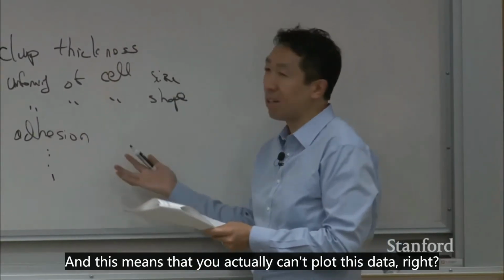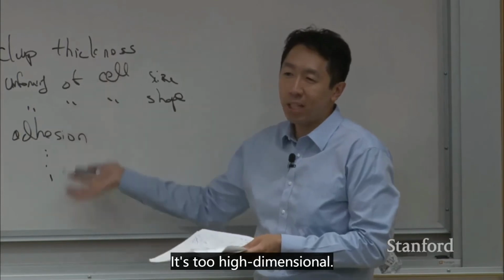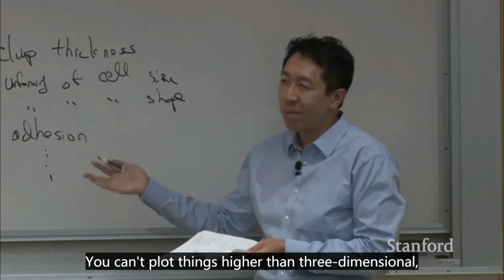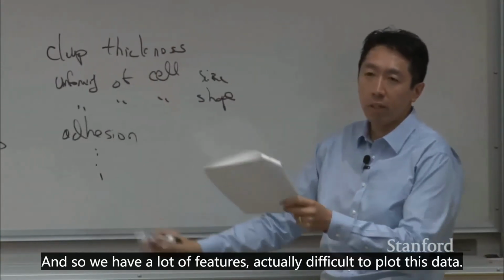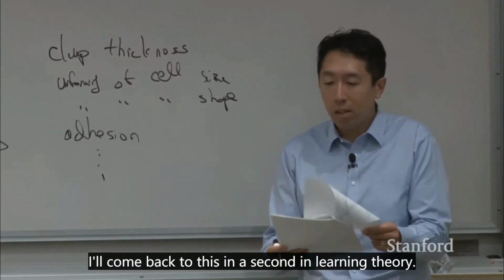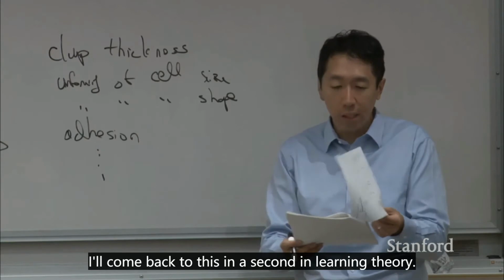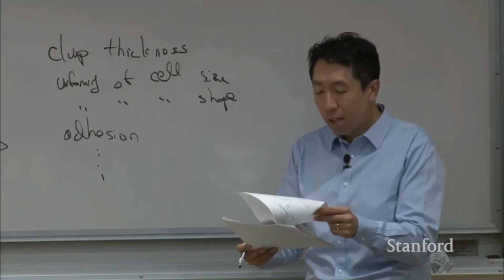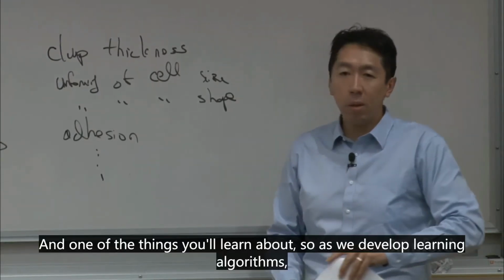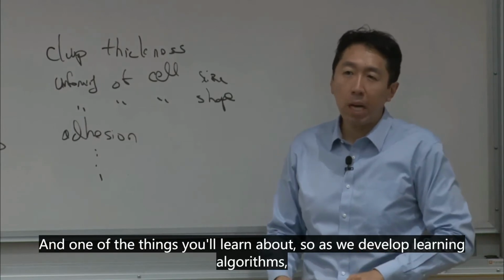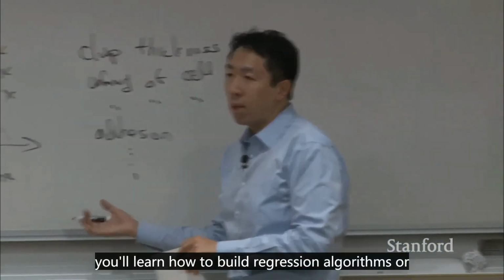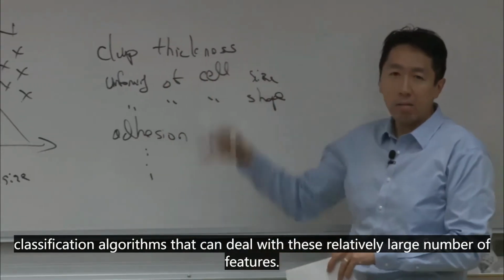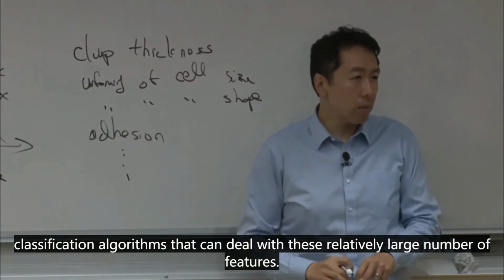And this means that you actually can't plot this data. It's too high dimensional. You can't plot things higher than 3-dimensional, or maybe 4-dimensional. So when you have a lot of features, it's difficult to plot this data. I'll come back to this in a second in learning theory. As we develop learning algorithms, you'll learn how to build regression algorithms or classification algorithms that can deal with these relatively larger numbers of features.